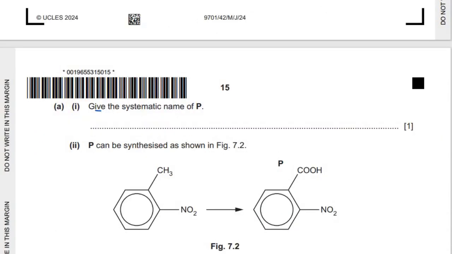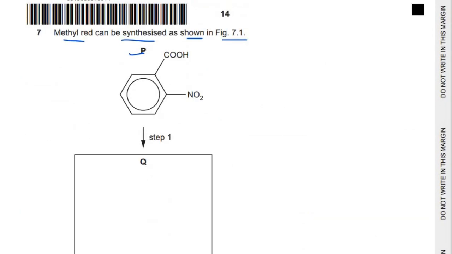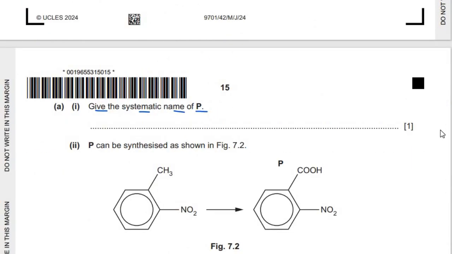It says, give the systematic name of P. Now let's see what is P here. Okay, we can know this is a benzoic acid. Now this is benzoic acid, and we have nitro group on the benzene besides the carbon carrying the carboxylic acid. Now that carbon can be numbered as 1, so the nitro group can be numbered on the carbon 2. So we can name it as 2 nitro benzoic acid. So we can write here 2 nitro benzoic acid. That's the systematic name of P, 2 nitro benzoic acid.